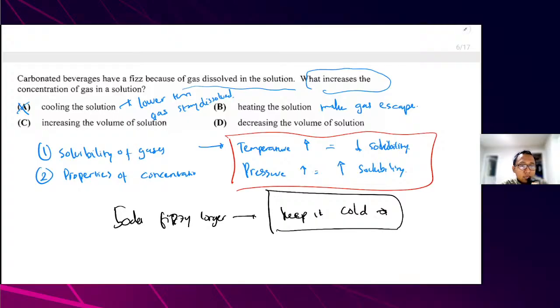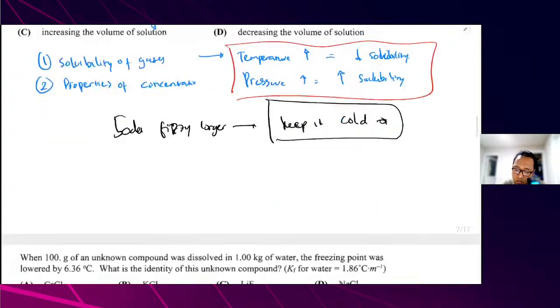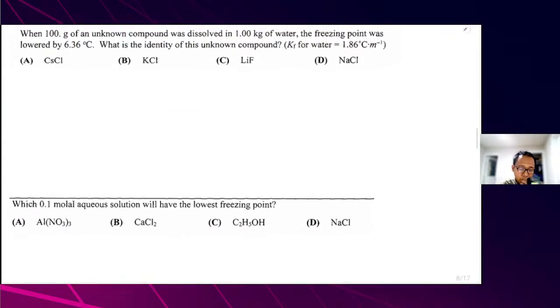So now let's take a look at another question for calculation. For the first question, we have 100 grams of an unknown compound dissolved in 1 kg of solvent. The freezing point is lowered by 6.36. What is the identity of this unknown compound? Kf is 1.86. Now we need to determine the freezing point formula.